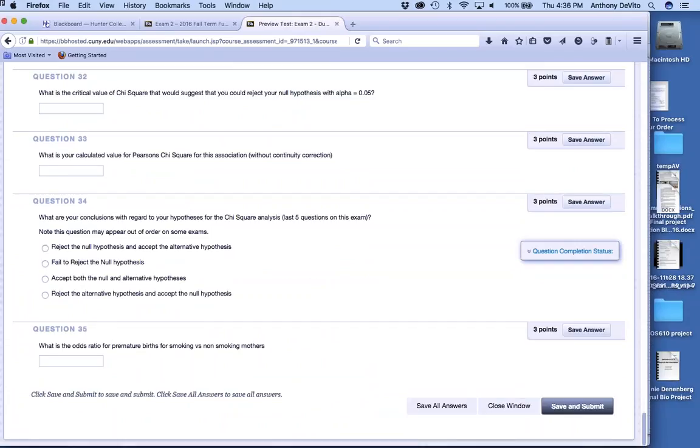33. What is your calculated value for Pearson's chi-square for this association without the continuity correction? Remember the calculation that we did where you took each box and took the observed values minus the expected values, squared it, and then divided by the expected values. And then you did that 4 times, for each box of a 2x2 table. Then you added that all together, and that's your Pearson's chi-square. And the continuity correction, what that means is, did you guys notice that if you do a table of observed values, that means you actually counted people.